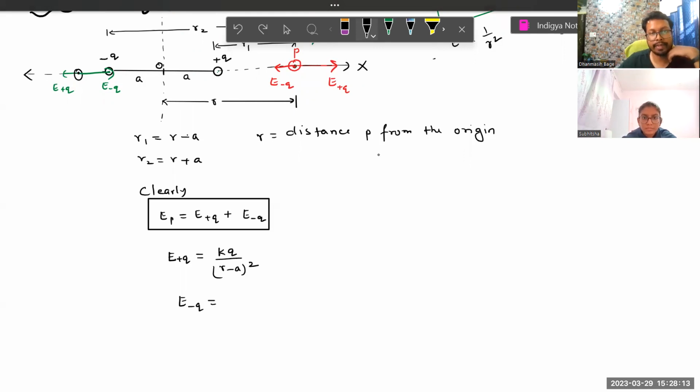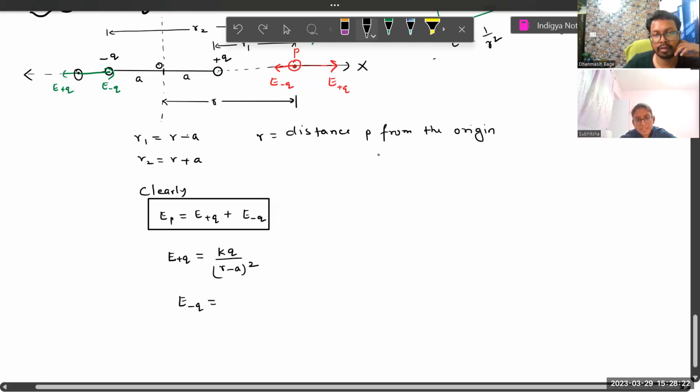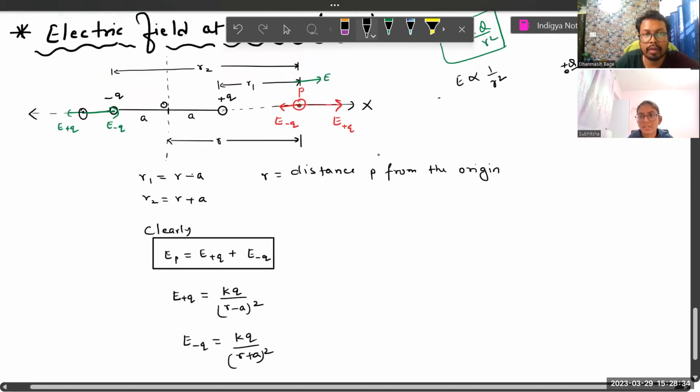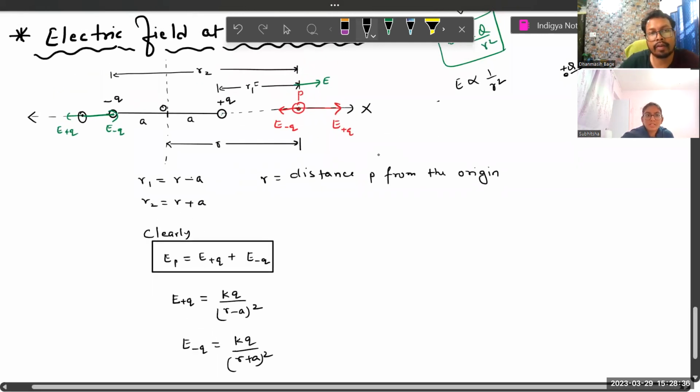Where are you confused? Tell me. This is very straightforward. You do exactly the same thing that you did over here. KQ by R plus A the whole square. Yeah, that's it. KQ by R plus A whole square. Here you're getting confused about the distance. R1 is equal to R minus A. R2 is equal to R plus A, right?